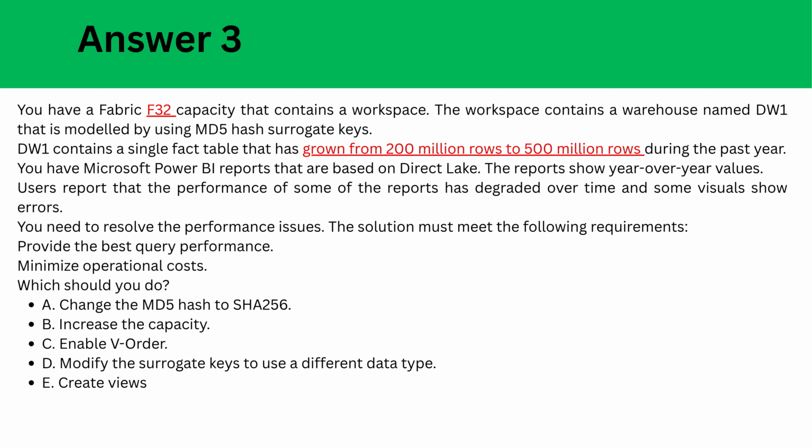Option D. Modify surrogate keys to a different data type. Switching from MD5 string hashes to integer keys would reduce column size and improve join performance. That's good practice in general. But again, you still have 500 million rows. The guardrail is about row count, not column size. The row limit doesn't change because your keys are smaller. You're still over 300 million.